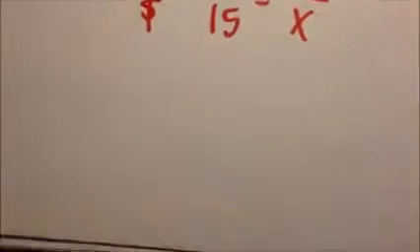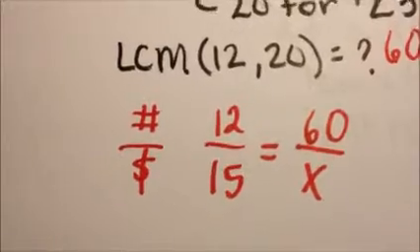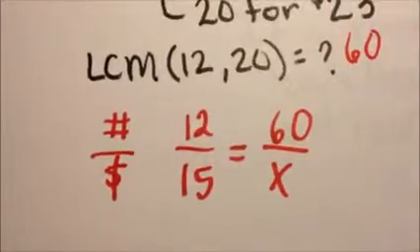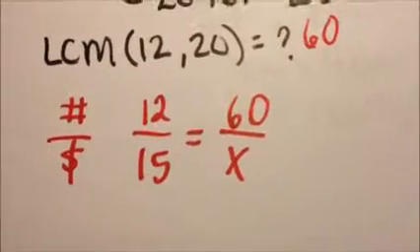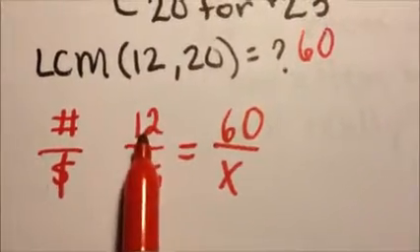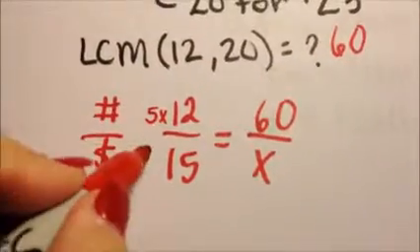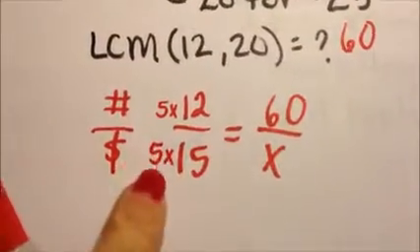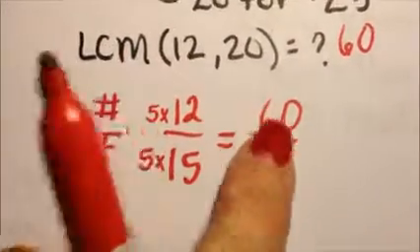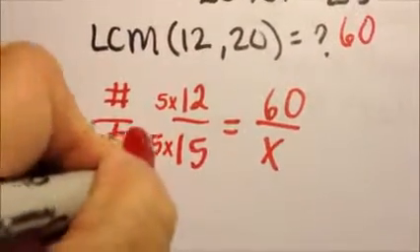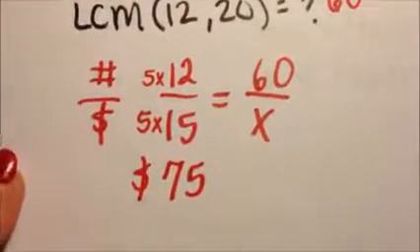Now, let's just think here a minute. So we're going to multiply. Now, instead of cross multiplying, let's look at the other way. 12 times 5 is 60. So if I multiply 5 times 15, then that would give me the cost of 60 tickets. So 60 tickets here cost $75.